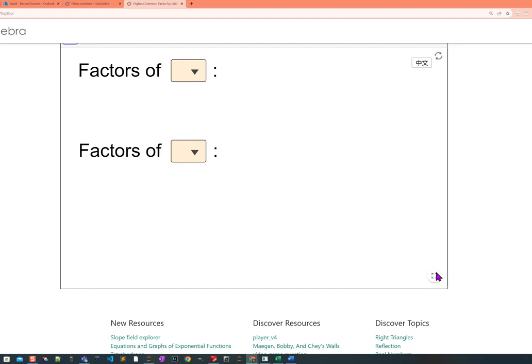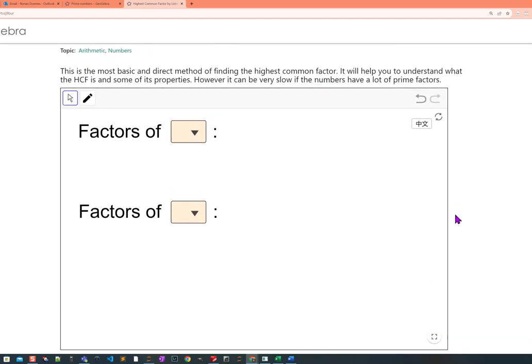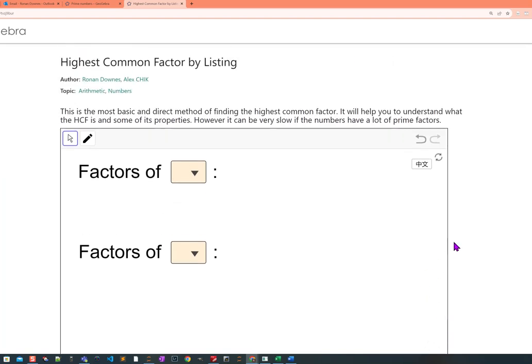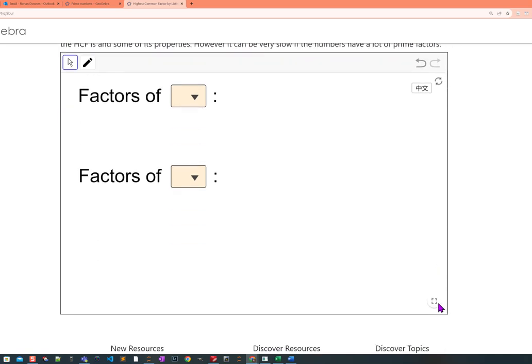fool around with this a bit. For some reason, when I'm making a video, my option to blow it up doesn't work. It's like it's hijacked.